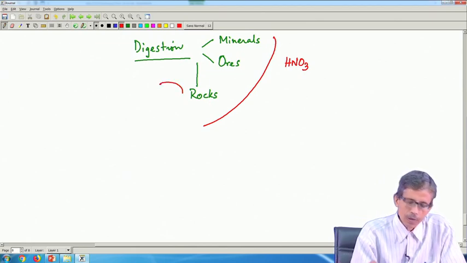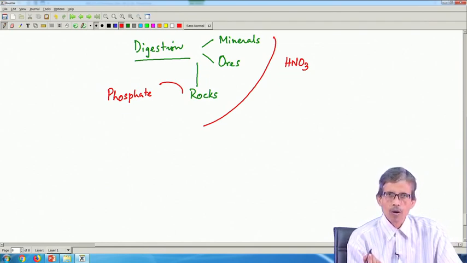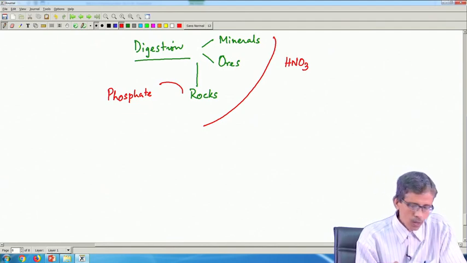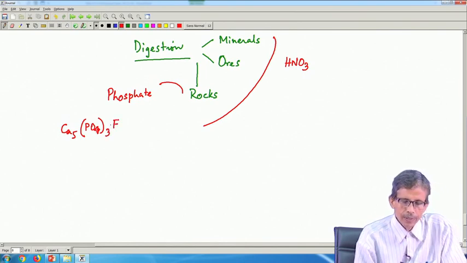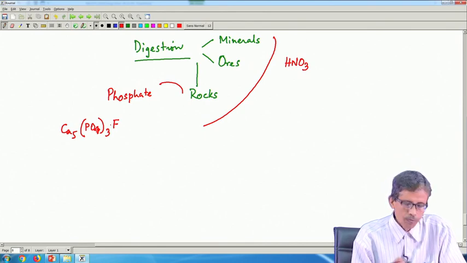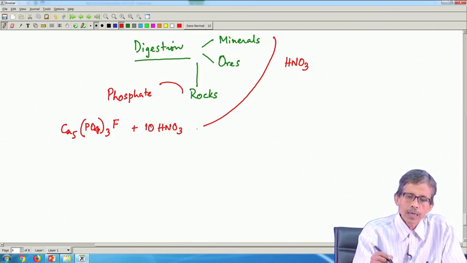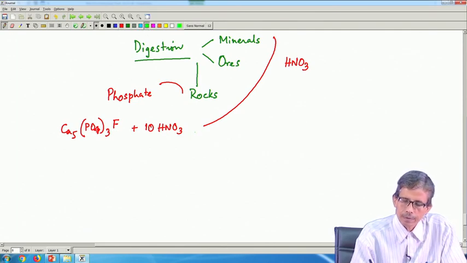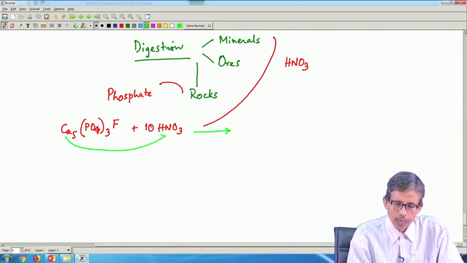So, if we handle this particular rock, and if that particular one is a phosphate rock, what happens? How can nitric acid be useful for attacking phosphate rocks, or the phosphate ingredient in those rocks? One such example of those rocks is Ca5(PO4)3F, calcium fluorophosphate, which is being attacked by nitric acid, and that nitric acid is utilized in a nice way to release this calcium. So, this calcium will come and bind.